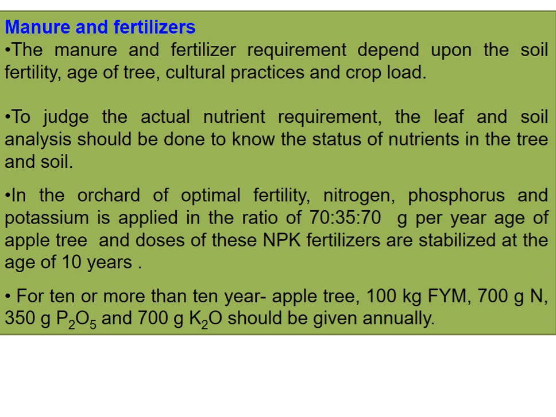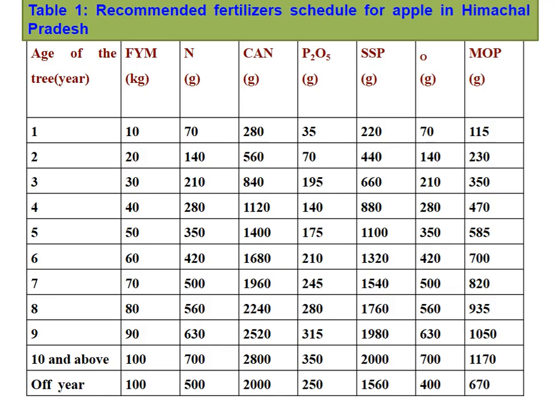In an orchard of optimal fertility, nitrogen, phosphorus, and potassium are applied in the ratio of 70, 35, and 70 gram per tree per year of age of the apple tree, and doses of these NPK fertilizers are stabilized at the age of 10 years. For 10 and more than 10 year old trees, apple requires about 100 kg of FYM, 700 gram of N, 350 gram of P, and 700 gram of K annually. This is the chart of recommended dose of the fertilizers scheduled for the apple in Himachal Pradesh.